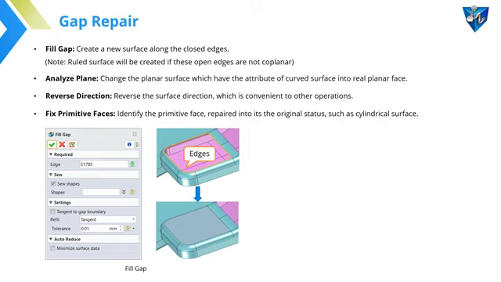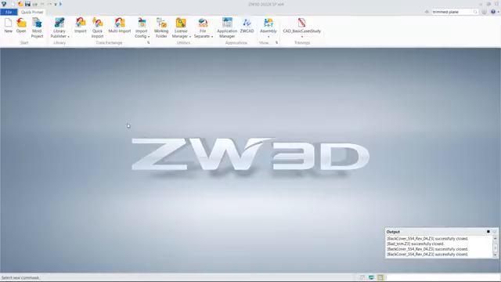a real planar face. 7. Reverse direction. This is simple. After applying, it will reverse the surface direction. Last, fix primitive faces. With this function, it will identify the primitive face and repair it into its original status, such as a cylindrical surface. Now let's take a look at the software.